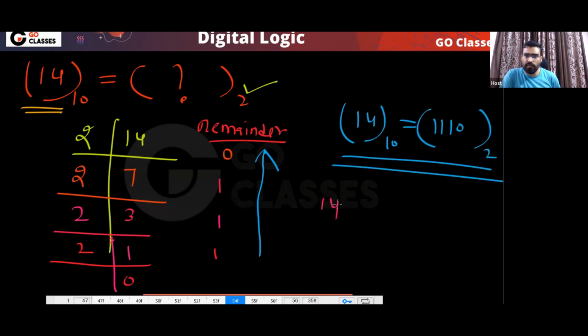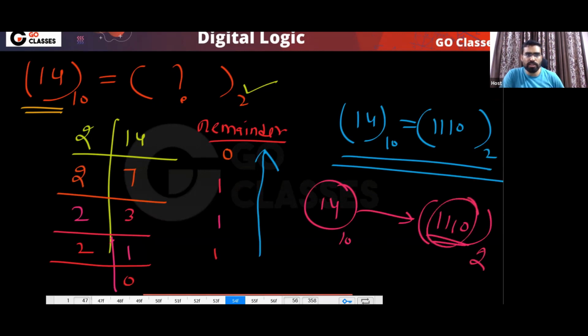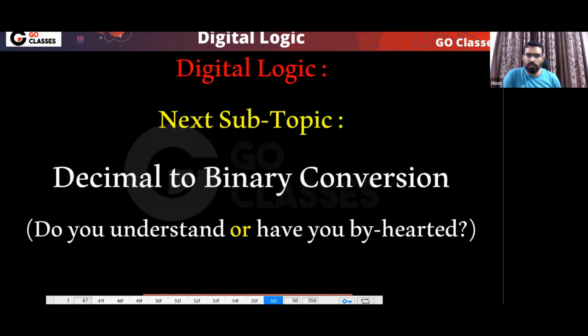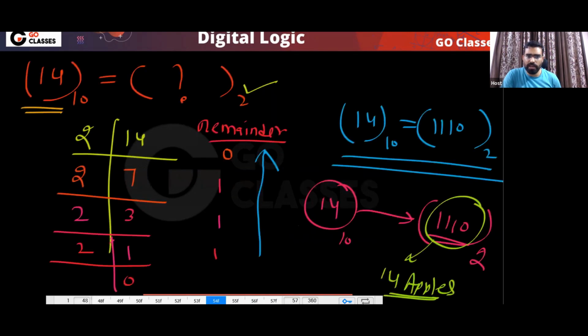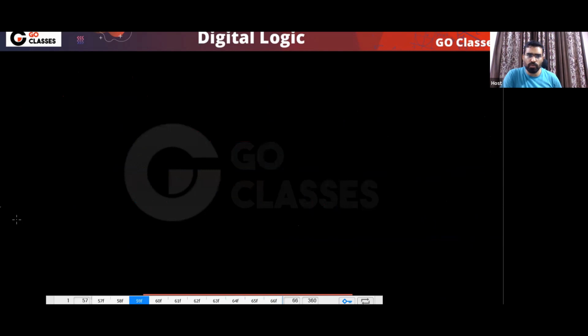So 14 in decimal is basically 110 in binary. What does this mean? How many items? It simply means a total of 14 apples. Very simple. This is the complete idea. This is how you do it: if you want to convert from decimal to binary, this is what you do.